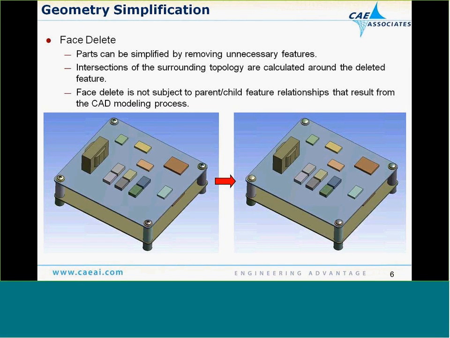By using the face delete, what we see is we can get rid of that topology. So ANSYS Design Modeler will use the surrounding topology and try to delete the feature by paving over it. What's nice about this is it's not subject to the parent-child feature relationships from CAD. These are not necessarily being translated back to your CAD file. So this is just for analysis pre-processing. So a useful tool, and I'll show you an example of something like that, is going to become key to doing successful CFD analysis.